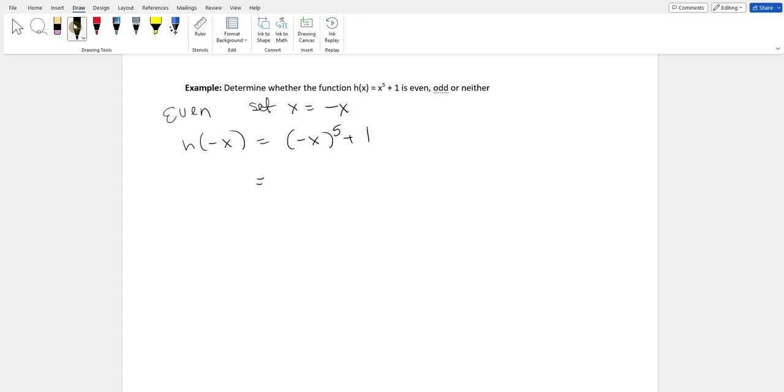Negative x to the fifth is just negative x to the fifth. So in order for this to be an even function, h of negative x must be equal to h of x. So this is our h of negative x, and this is my h of x. As you can see, these are not the same. So that means it's not even.